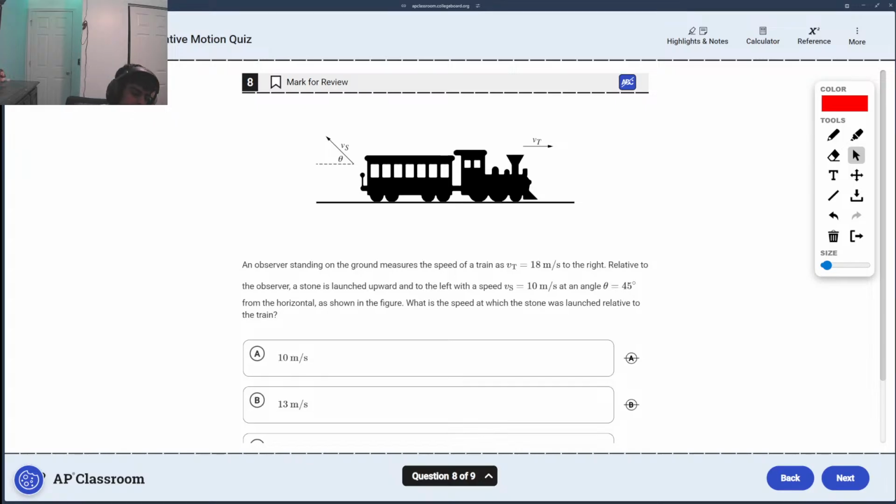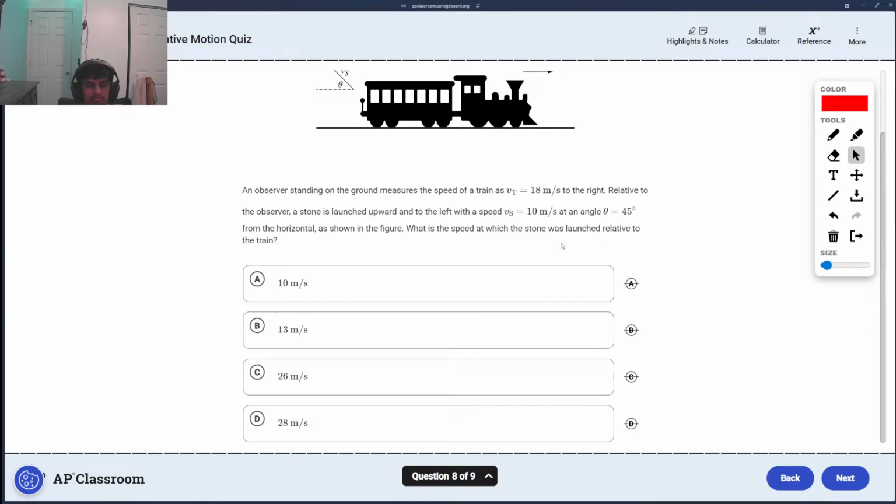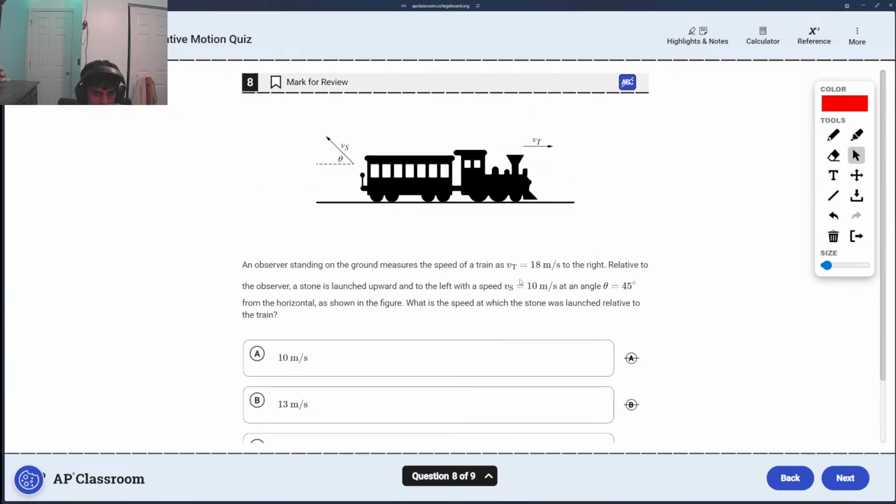Okay, 8. An observer standing on the ground measures the speed of the train as VR. A stone is thrown outwards to the left. What is the speed at which the stone was launched relative to the train? So VR is 18 meters per second and VS is 10 meters per second. Be careful: your x-hat component is going to be negative.